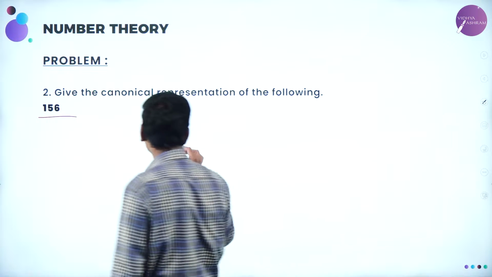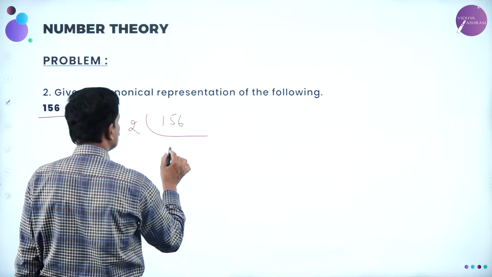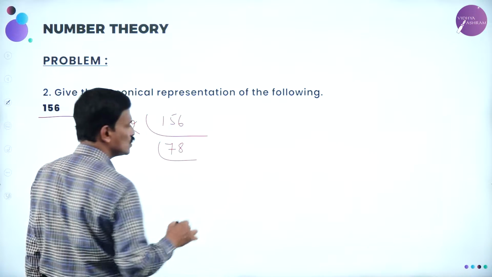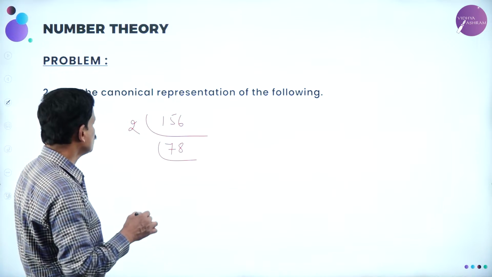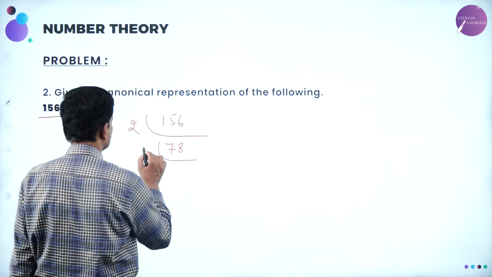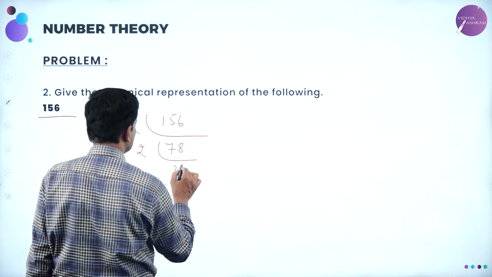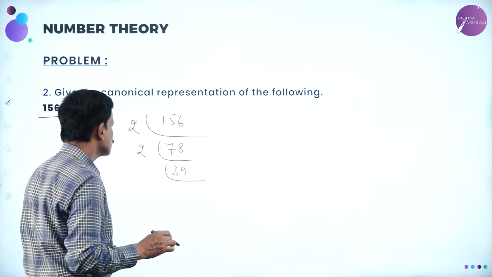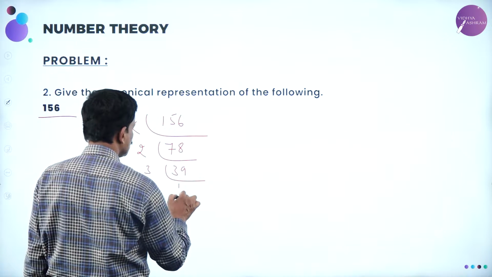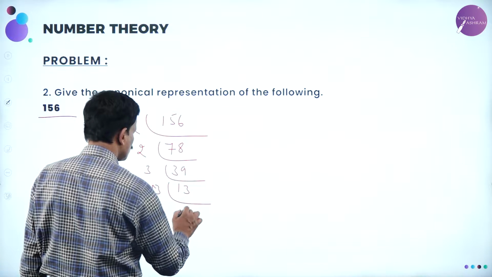Now 156, let us start with 2. 2 7s are 14, again 2 8s are 16. So you cannot divide further by 2. 2 3s are 6 and 18. Again 2 3s are 6, remainder 1, 2 9s are 18. Again from 2 we cannot divide, let us take 3, 3 1s are 3, 3 3s are 9, again from this you can't do, so this is 13 1s are 13, that's it.